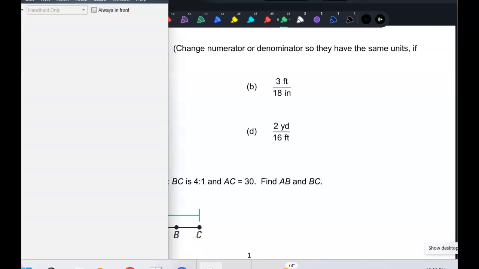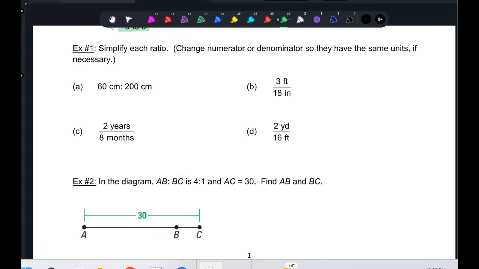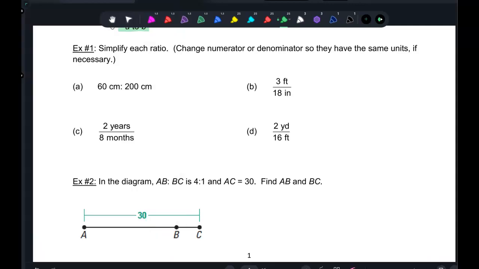Okay, simplifying each ratio. So we want to change the numerator and denominator so that they have the same units. Now, if you don't know how many are in what, I can tell you. If they're the same, we don't have to do anything. So take, for example, the first one. It says 60 centimeters to 200 centimeters.